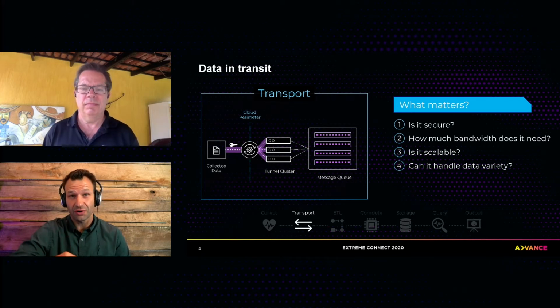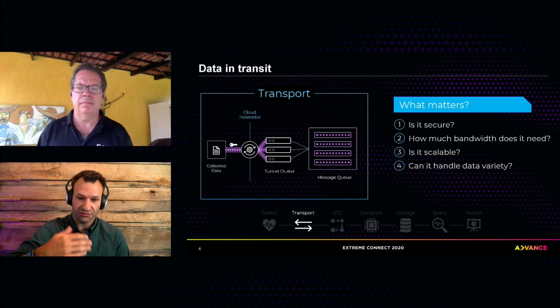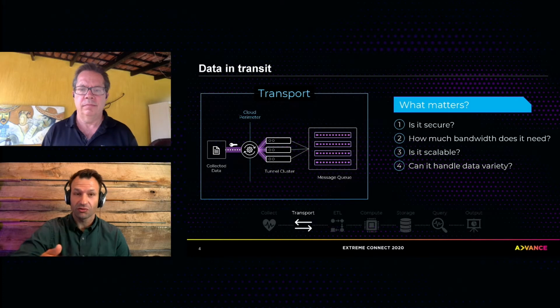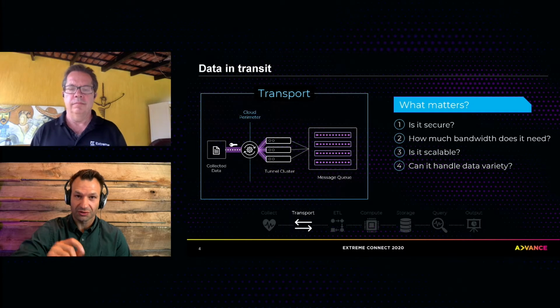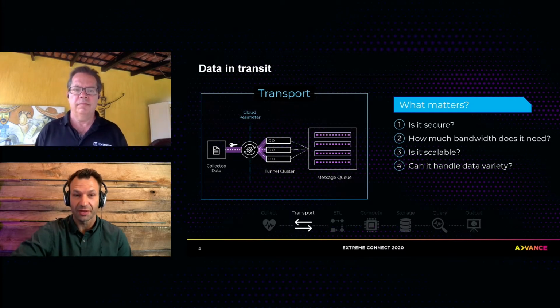It's also got to be secure, and it can't use too much bandwidth, or else now you're consuming all of your WAN just for telemetry again. And it's also got to handle data variety at this stage, from access points, switches, other types of devices that are all sending data into the cloud. So a lot of challenges at this stage, but it's also a critical stage to make sure the data gets there in the right way.